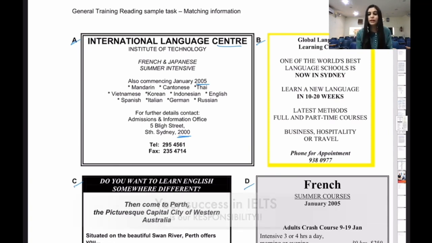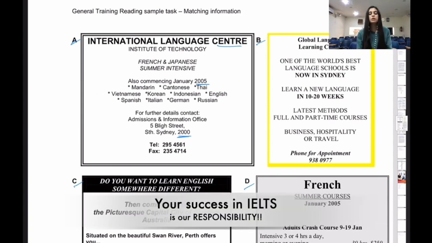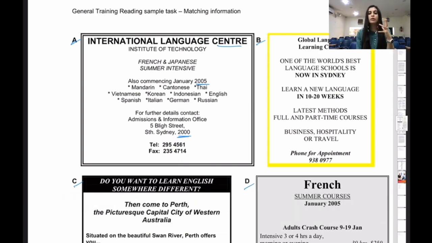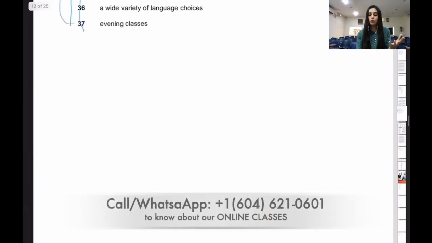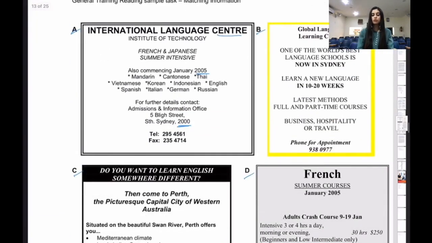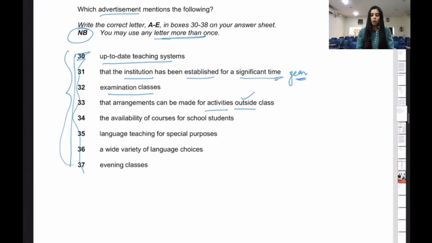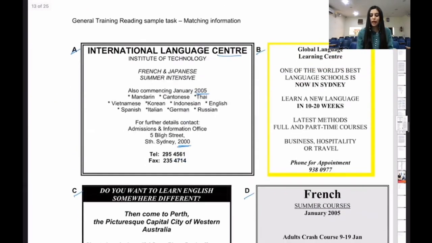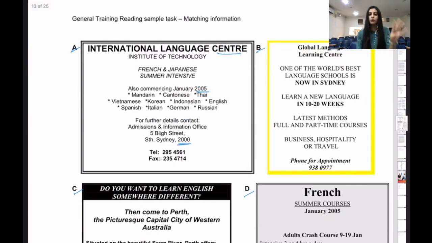So we can't find anything here, and nothing has been spoken about technology, up-to-date methodology, and so on and so forth. So nothing has been mentioned here about that. Also, no mention of examination class or anything happening outside. So we have covered all 4 of them. No mentions here. Here again, quickly locate digits, 10 to 20 weeks.